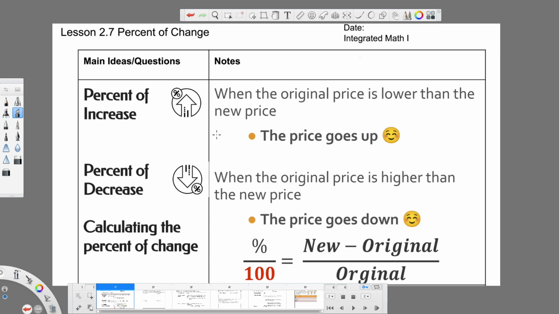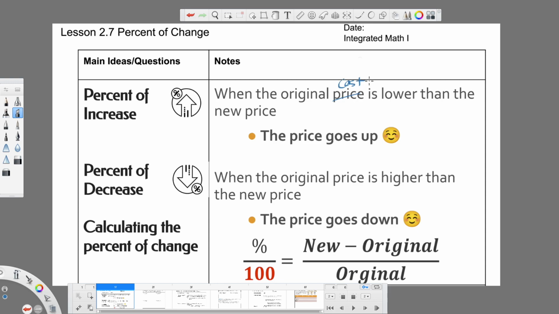So percent of increase is when the original price is lower than the new price. I was mixing that up in my head as I said that. So it's not really the original price. I think this would be more like original cost. I'm going to cross that off. I think that's what was messing with my head a little bit.